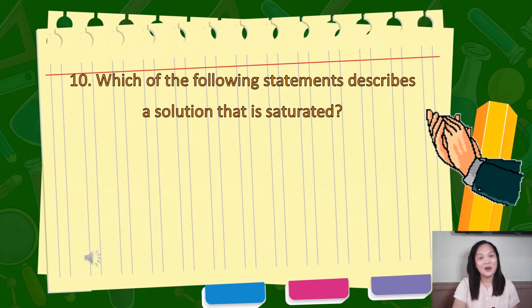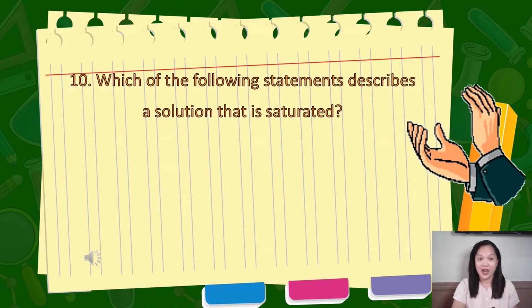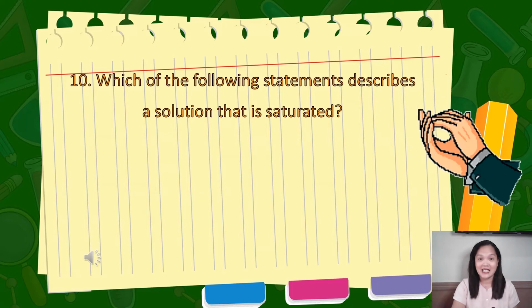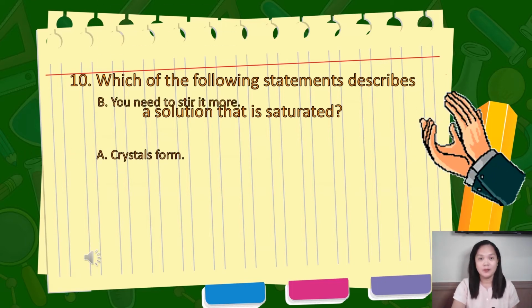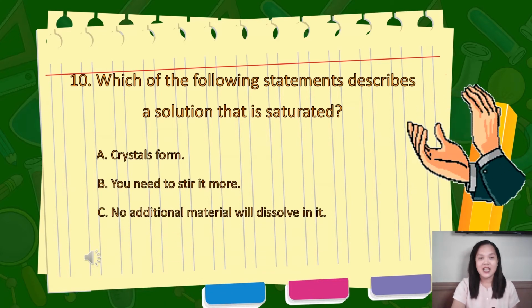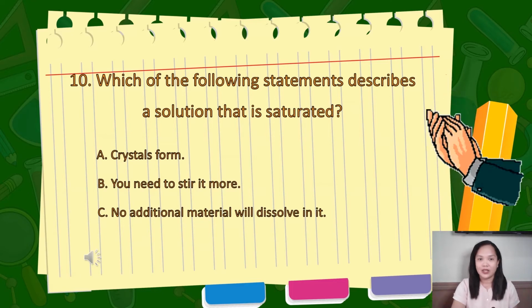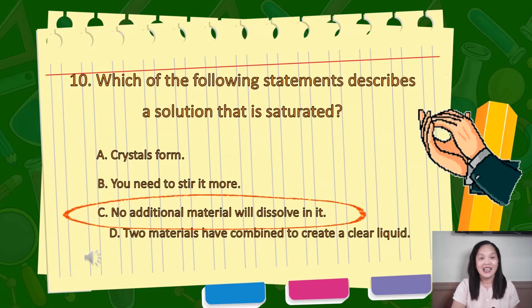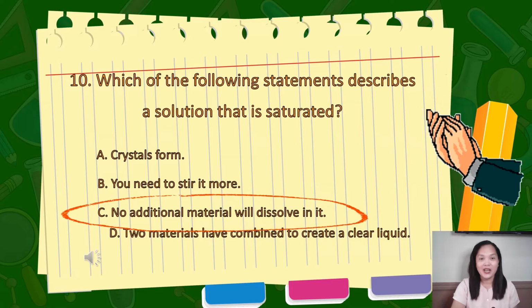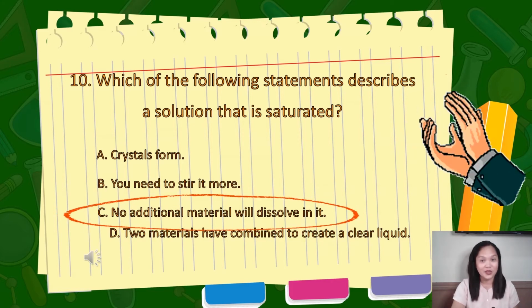Number 10. Which of the following statements describes a solution that is saturated? A. Crystals form, B. You need to stir it more, C. No additional material will dissolve in it, D. Two materials have combined to create a clear liquid. The answer, letter C. No additional material will dissolve in it.